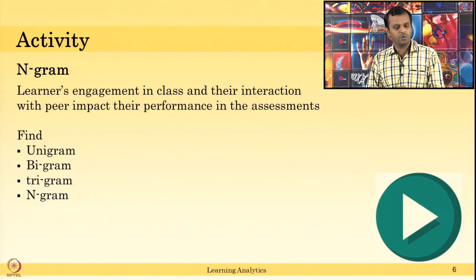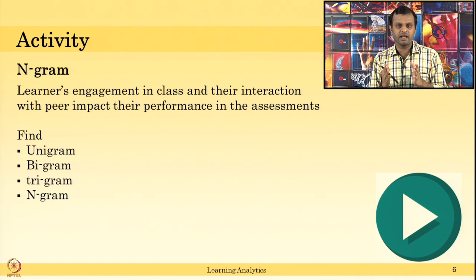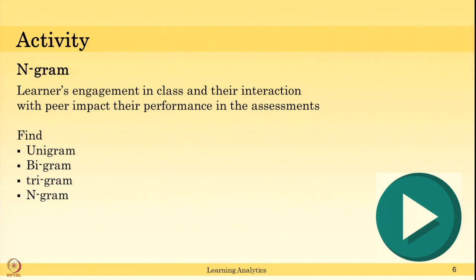Okay, in this activity, check this sentence: "Learners' engagement in class and the interaction with peers impacts the performance in the assessment." The sentence may not be correct, but consider it. Can you find the unigram, bigram and trigram of this? Not n-gram, though if you want, you can go up to 4-gram, but not beyond that. After you do it, please resume the video to continue.